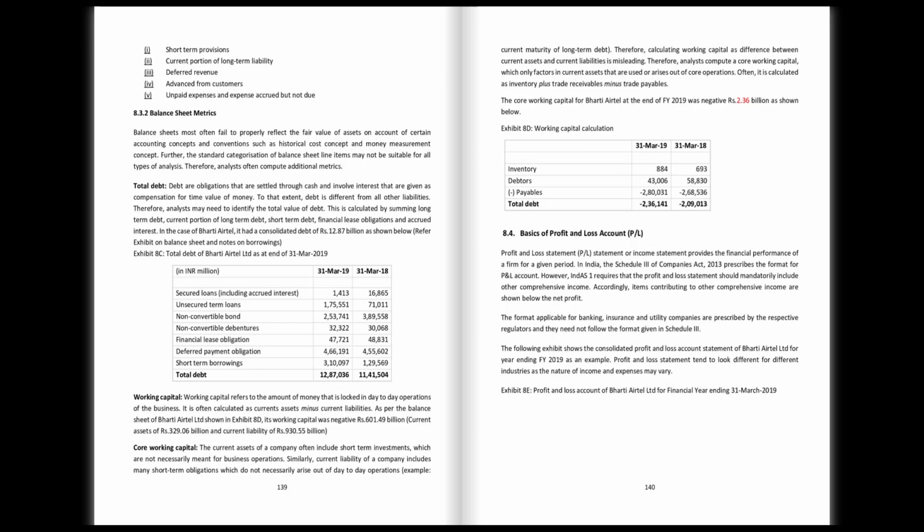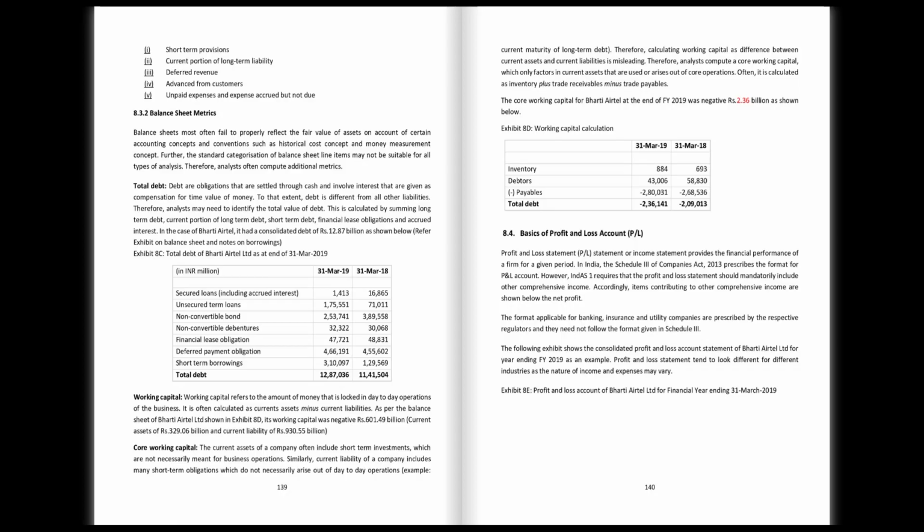Core working capital. The current assets of a company often include short-term investments which are not necessarily meant for business operations. Similarly, current liabilities of a company include many short-term obligations which do not necessarily arise out of day-to-day operations, for example, current maturity of long-term debt. Therefore, calculating working capital as the difference between current assets and current liabilities is misleading.